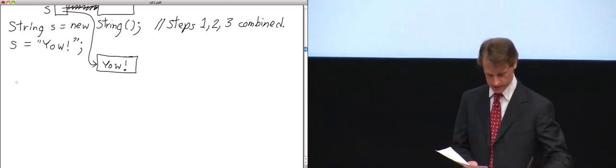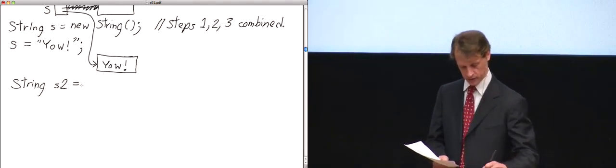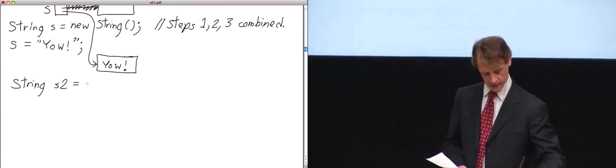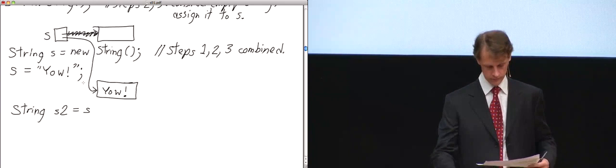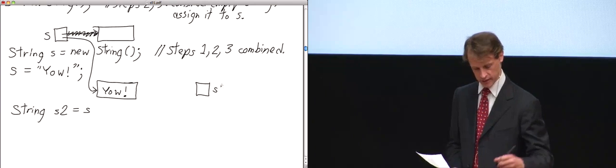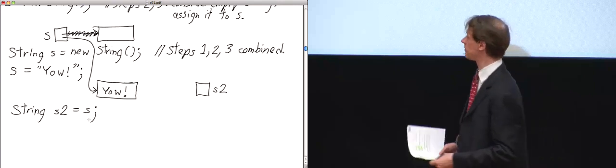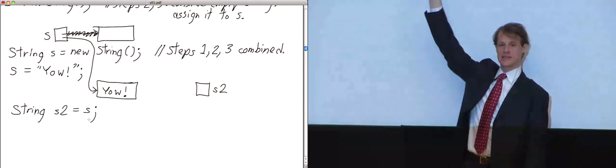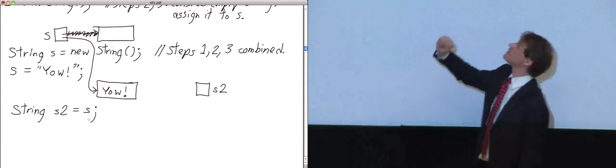So another thing I can do is I can declare a second variable called S2, which is also of type string, and I can assign it whatever is stored in S. So I'm going to draw it over here. Here's my new variable. It's called S2. And what this line of code does next is it looks in the box called S, it sees what's inside that box, and it copies it into S2.